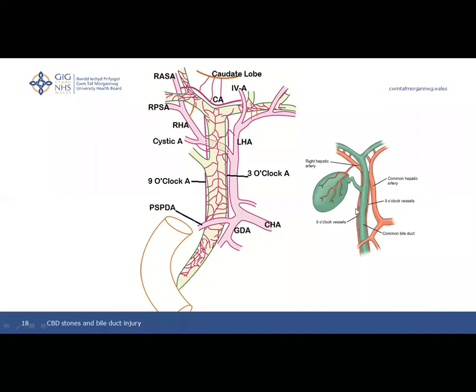So when we do a common bile duct exploration, make sure to avoid extensive dissection all around the common bile duct. There's a chance of injury to the major blood vessels, and there's an increased chance of anastomotic leak in the common bile duct.